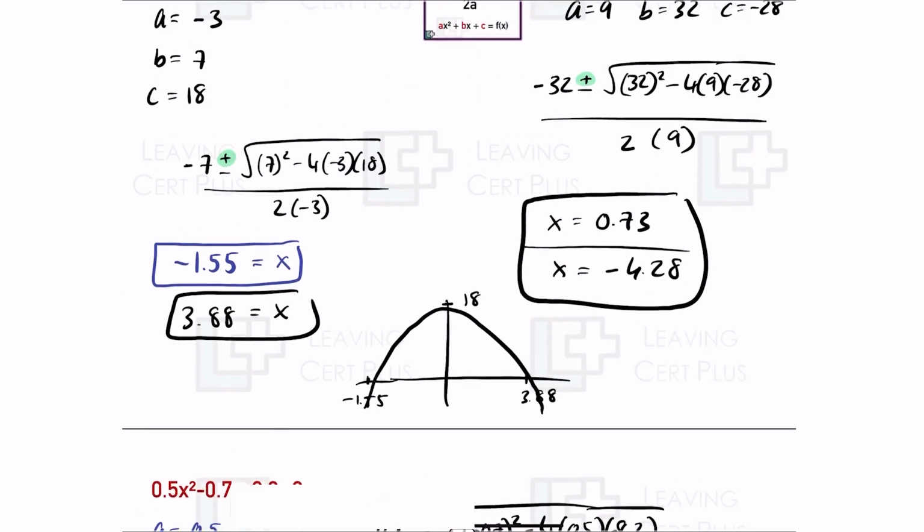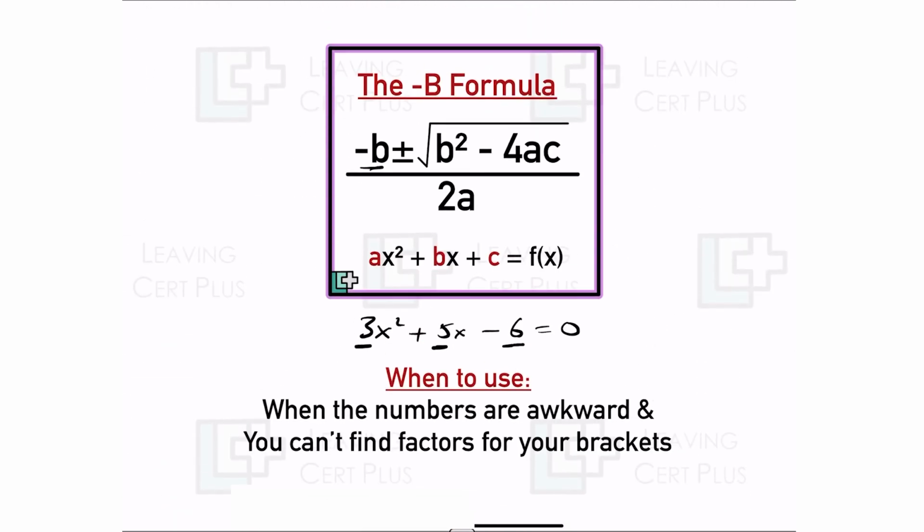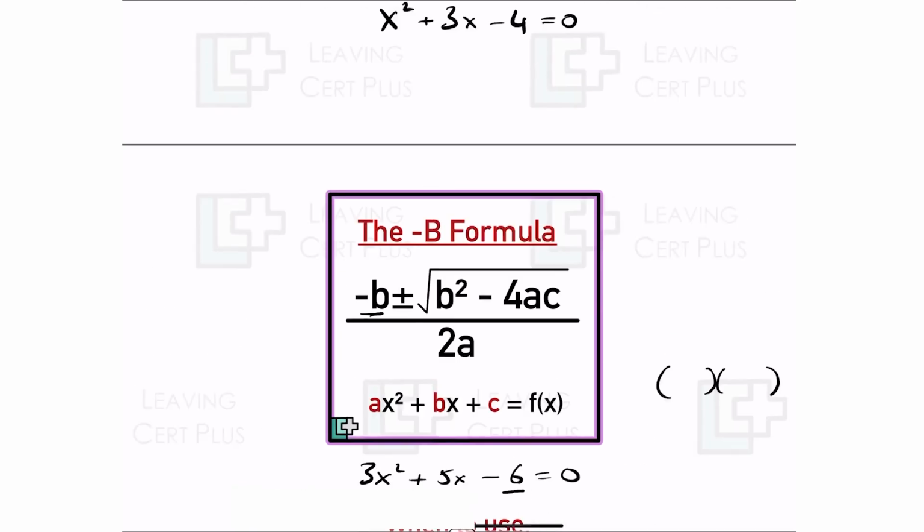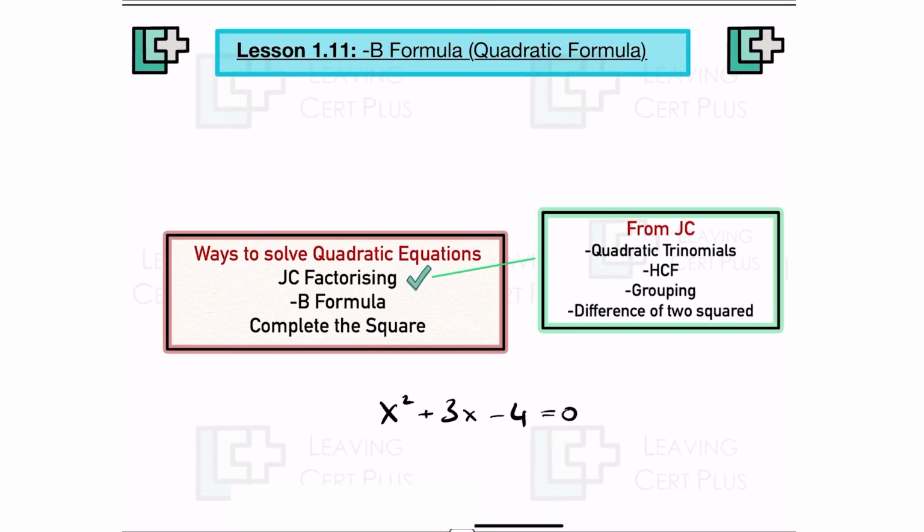That's just the minus b formula. When do you use it? Just use it when you can't open up your brackets, when you're struggling to find factors to work out. Just use the minus b formula. That's going to find for you the roots, the points at which that function crosses the x-axis.